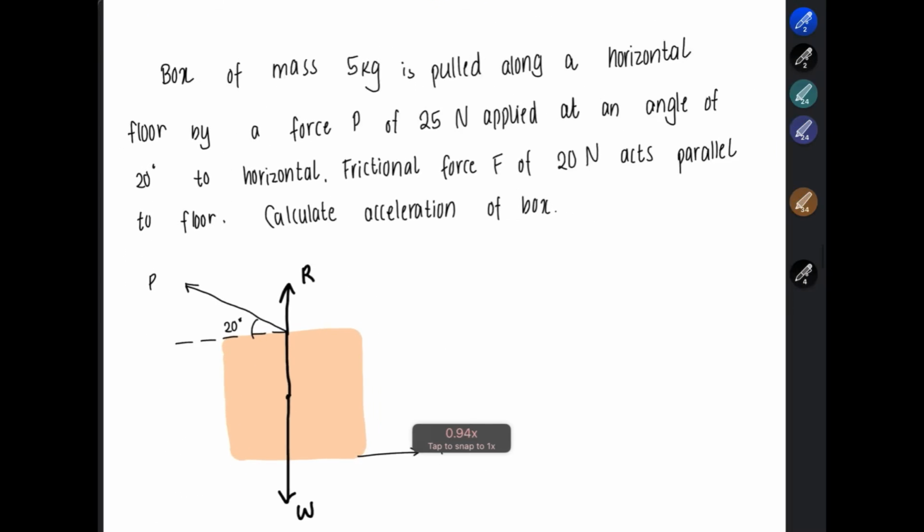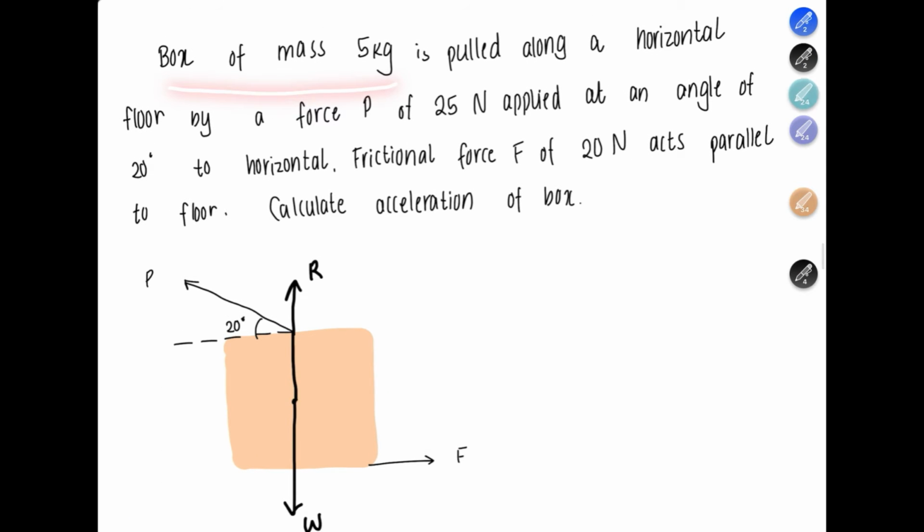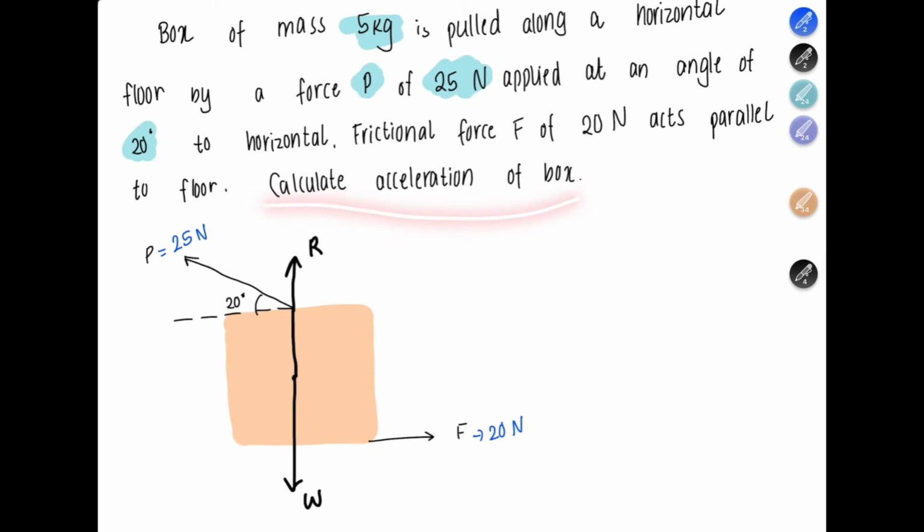Try to do it on your own too if you can. This question says that a box of mass 5 kg is pulled along a horizontal floor by a force P of 25 newtons applied at an angle of 20 degrees to the horizontal. So you can see that this is the box. It's pulled by a force known as P, which is at 20 degrees. The value for P is 25 newtons. Let me mention that here. Now, a frictional force F of 20 newtons is also acting parallel to the floor, which is here. This is 20 newtons. They are asking you to calculate the acceleration of the box.